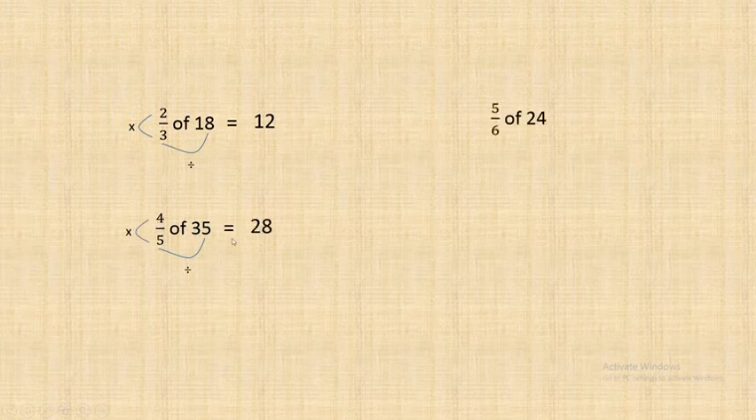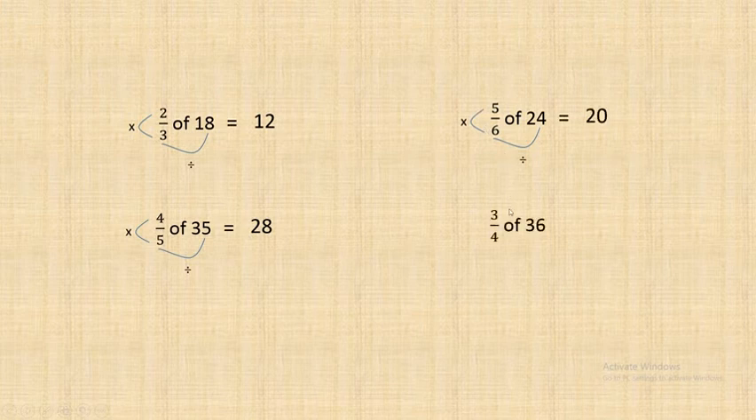Okay, 4/5 of 35. You are doing the same thing. You divide the whole number by the denominator, and the answer you multiply by the numerator. So 35 divided by 5 equals 7, and 7 times 4 equals 28. Okay, so what about 5/6 of 24? I take the whole number and divide it by the denominator. So 24 divided by 6 equals 4. And this 4 I multiply by the numerator, which gives 20.